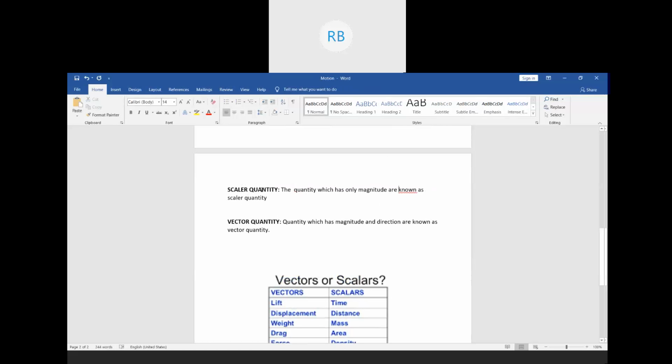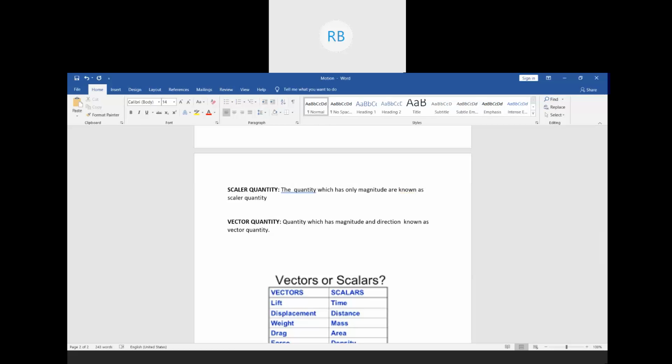Okay, those quantities which have only magnitude, suppose weight, like we measure potatoes, tomatoes, like 1 kg, right? We never see the direction. That means there is no direction of weight. That kind of quantities are scalar quantities. Vector quantity: a quantity which has magnitude and direction is known as vector quantity.